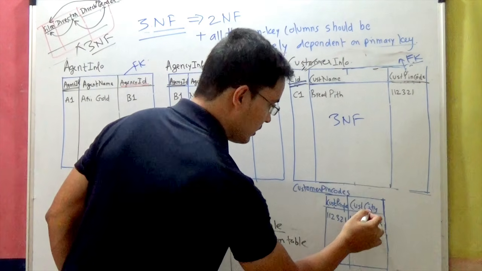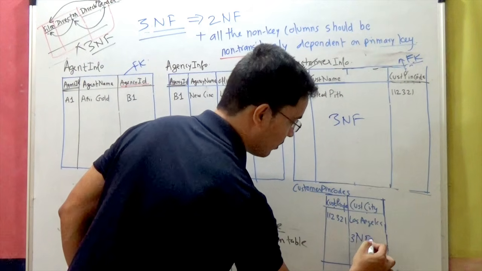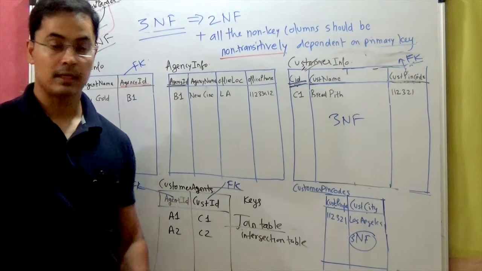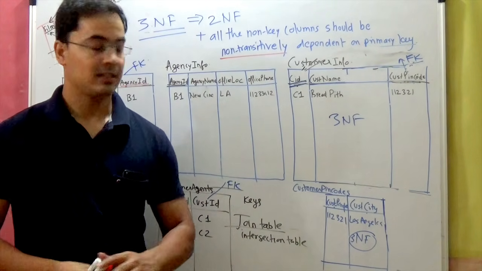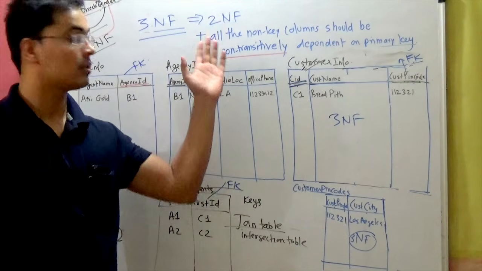And here also, city is describing this PIN code. So this is also third normal form compliant. So now our database is in third normal form. It's a good relational database management design when your database is in third normal form.